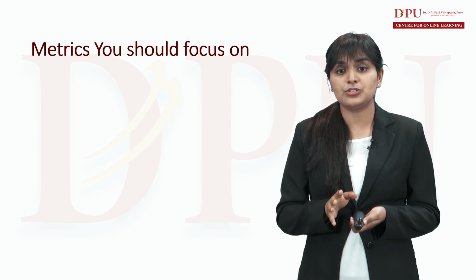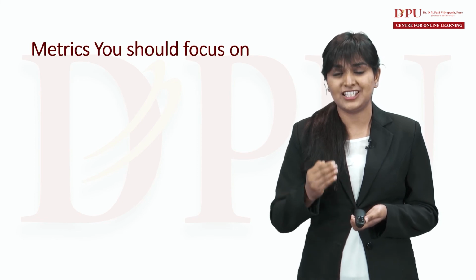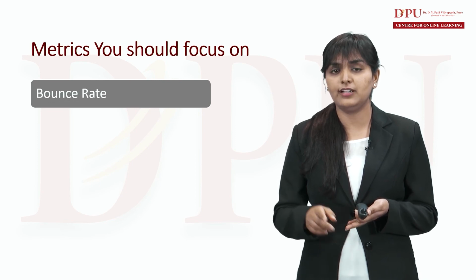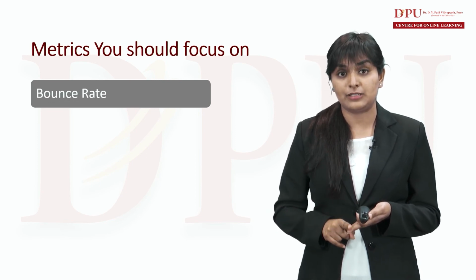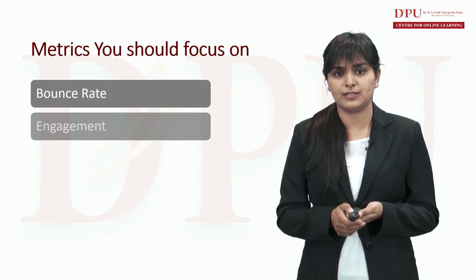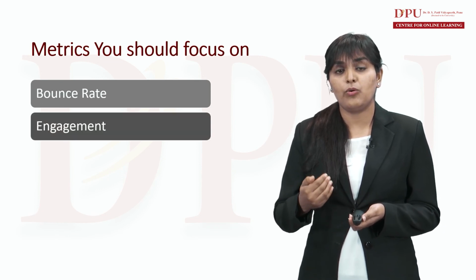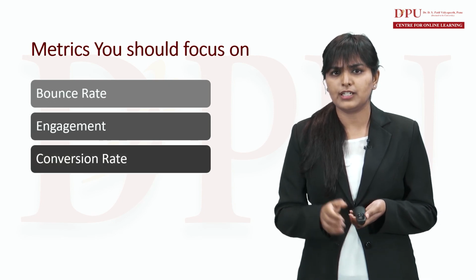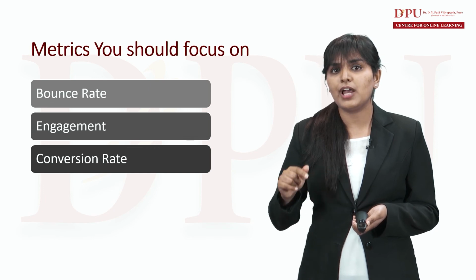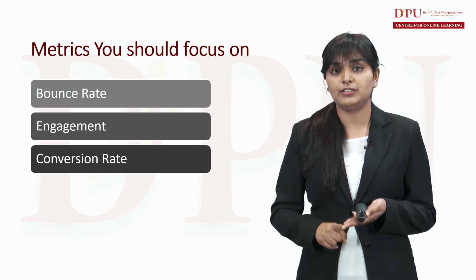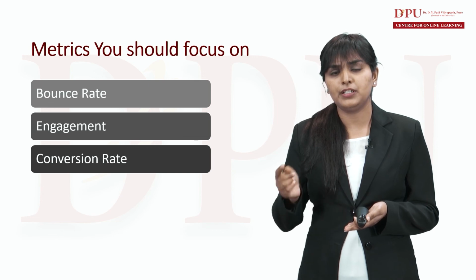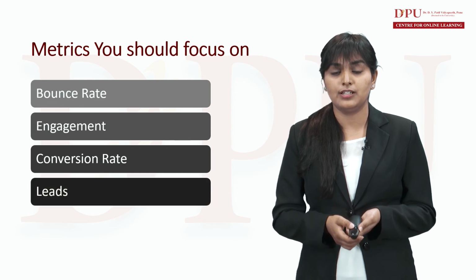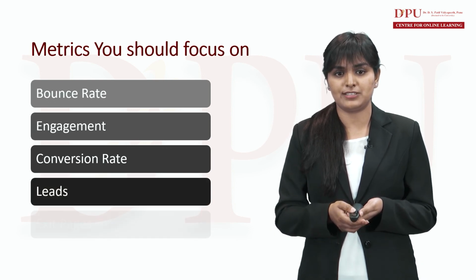Metrics that you need to focus on when you are studying those web analytics reports. The bounce rate. As I've told you, if the bounce rate is higher, it is a high alert sign. That means something is wrong and you need to fix it. Engagement: how much engagement the audience is making with your website. Conversion rate: if you have set a goal, are you actually achieving that goal? Like if the goal was to generate leads, people are going to your landing page, but are they really registering? If not, you need to work on it. Leads, as I've told you in the example just now.